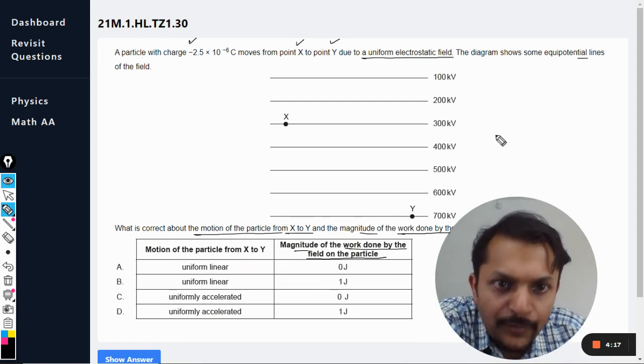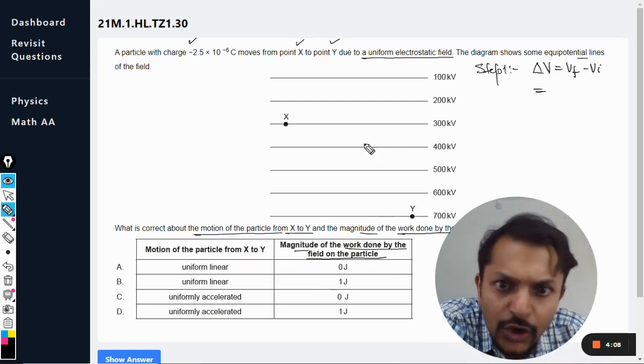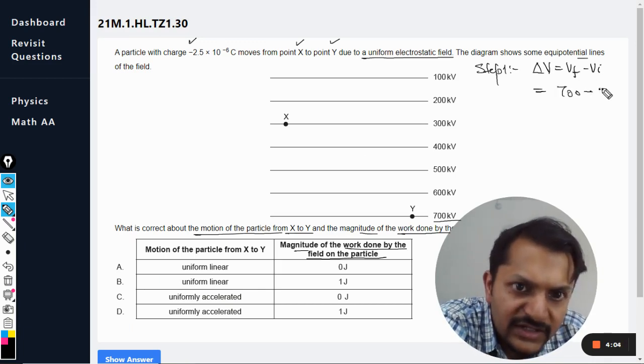Okay, so now, as I have already told you, step number one in such cases is to find the potential difference, which is the final minus initial. So what is the final potential? 700. What is the initial? 300. So we just do it, and this would be kilo, so this is the kilovolt.